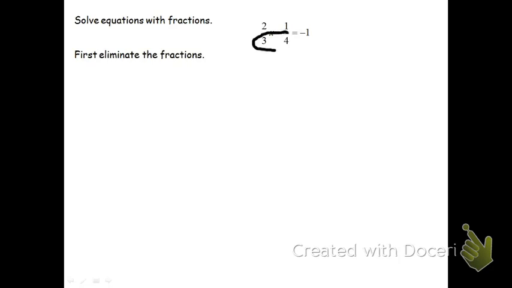I look at these denominators, and I think to myself, if I had to add these fractions together or subtract them, what would I use for a common denominator? Well, 3 and 4 are both factors of 12. So 12 is our least common denominator. So what we're going to do, I'm going to erase this here.